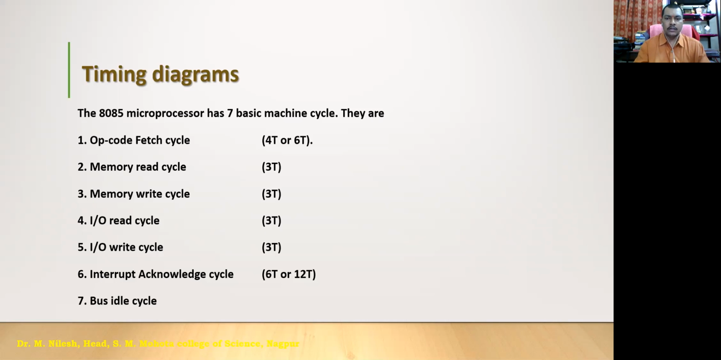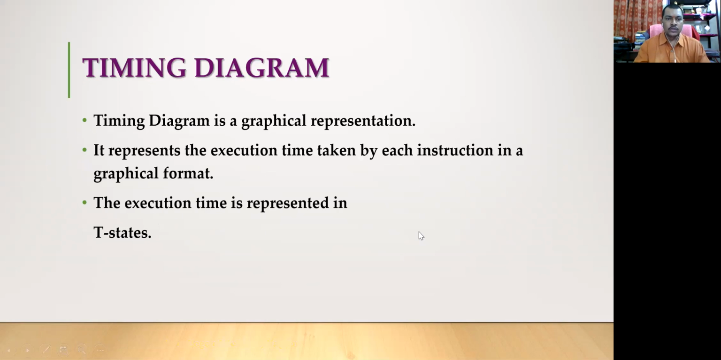Now we'll look at them one by one. So the timing diagram is a graphical representation. It represents the execution time taken by each instruction. Timing diagram, remember this. The timing diagram is actually a graphical representation that we have earlier studied, how square wave pulses are drawn, and according to those square wave pulses, how the device works.